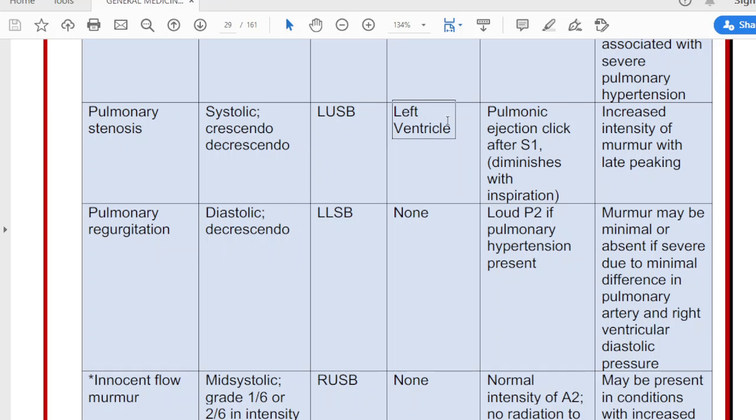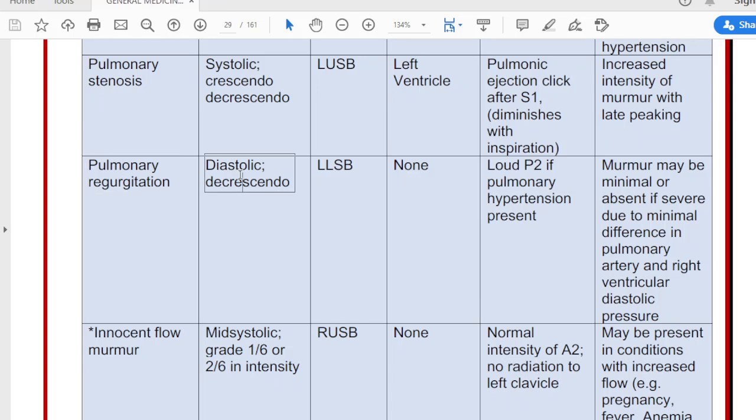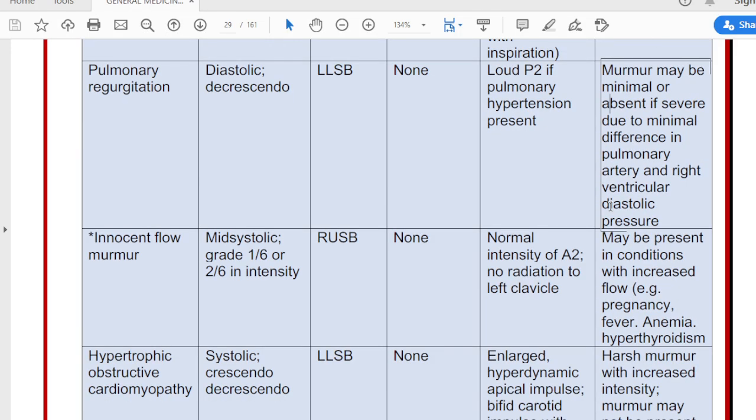LUSB. Left ventricle. Pulmonic ejection click after S1, diminishes with inspiration. Increased intensity of murmur with late peaking. Pulmonary regurgitation. Diastolic, decrescendo murmur. LLSB, none. Loud P2 if pulmonary hypertension present. Murmur may be minimal or absent if severe due to minimal difference in pulmonary artery and right ventricular diastolic pressure.